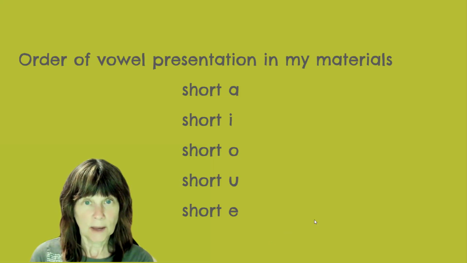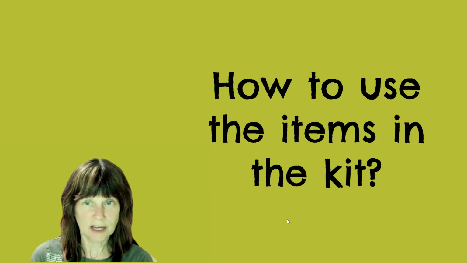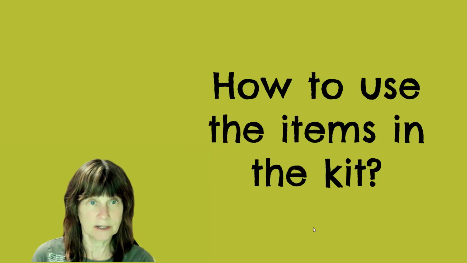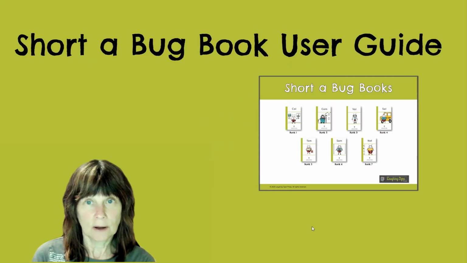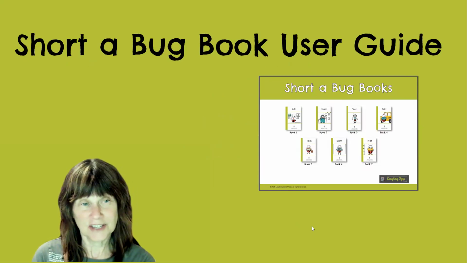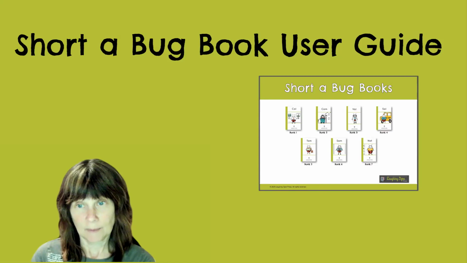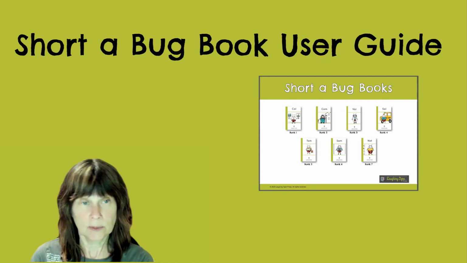So, with that being said, how do you use the items in my kit? Well, let's go talk about it. I gave you a user guide. So the user guide has a little section on each of the books, the books that go in order from book 1 to book 7.